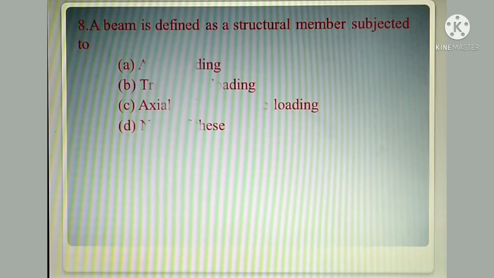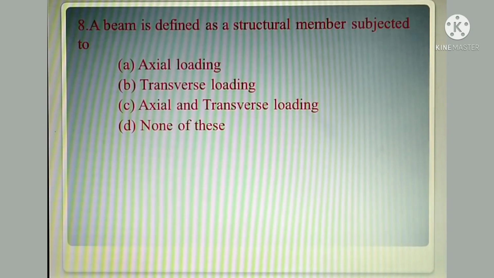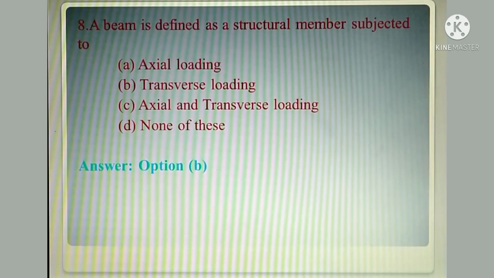Next, eighth question. A beam is defined as a structural member subjected to: axial loading, transverse loading, axial and transverse loading, and none of these. Answer: option B, transverse loading.